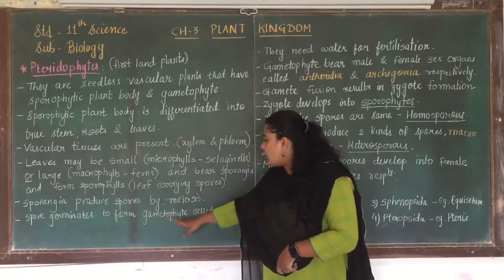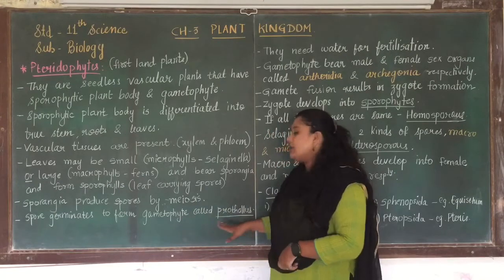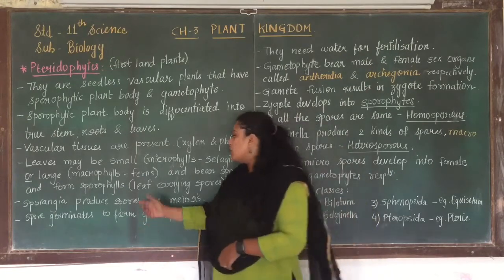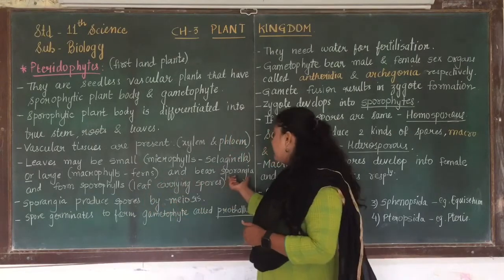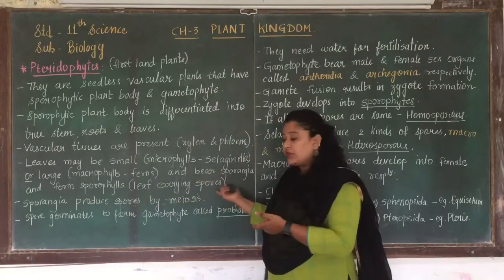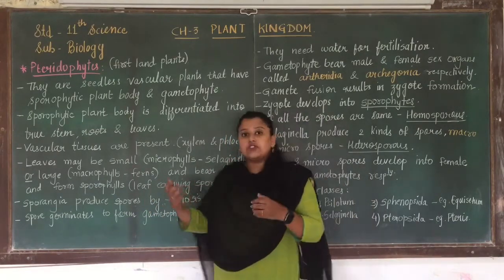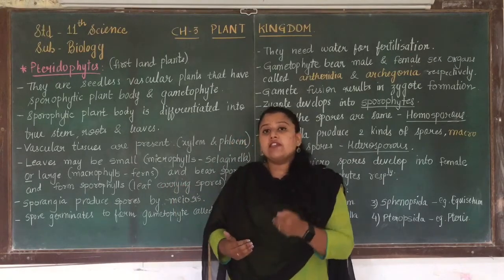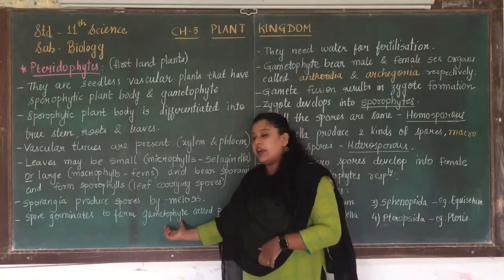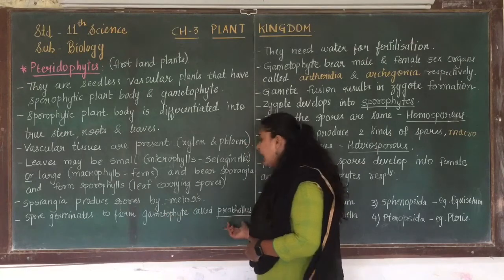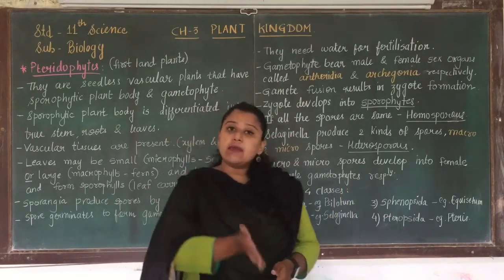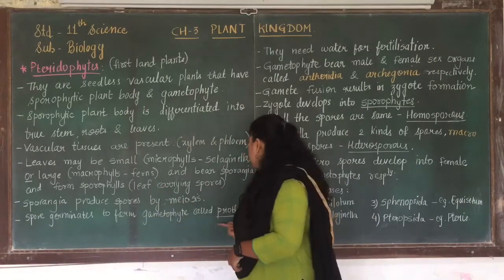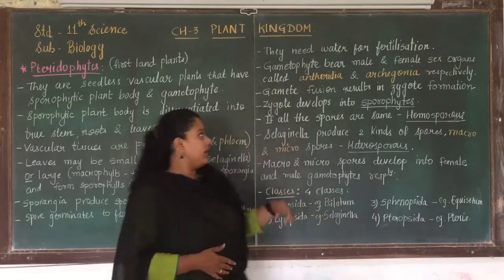Spore germinates to form a gametophyte which is known as prothallus, right? So the spores which are borne by the sporangia germinate themselves and form a gametophyte which is known as prothallus, right? So the spore is giving rise to the gametes, and that gametophyte is known as prothallus, right?